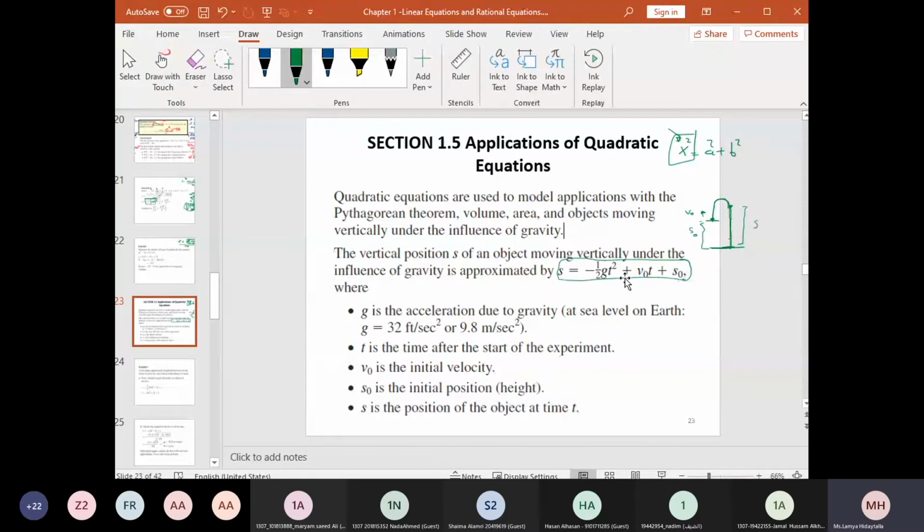Now in this formula, if you look at it, it is again a quadratic equation. Why? It is quadratic in t. What is the variable? The variable t. So you have t squared. This is one of the applications; we are dealing with the quadratic formula. For instance, if I want to find the solution for this, it is a quadratic equation. So this is an example of an application of quadratic equations. It's clear what is t, what is v naught, what is s naught, what is s.